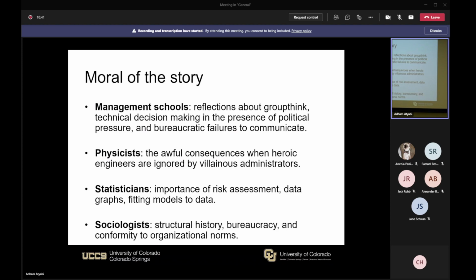In the field of statistics, the accident is evoked to demonstrate the importance of risk assessment, data graphs, fitting models to data, and recording the students of engineering to attend classes in statistics. That's how they approach this one. For sociologists, the accident is a symptom of a structural history, bureaucracy, and conformity to organizational norms.